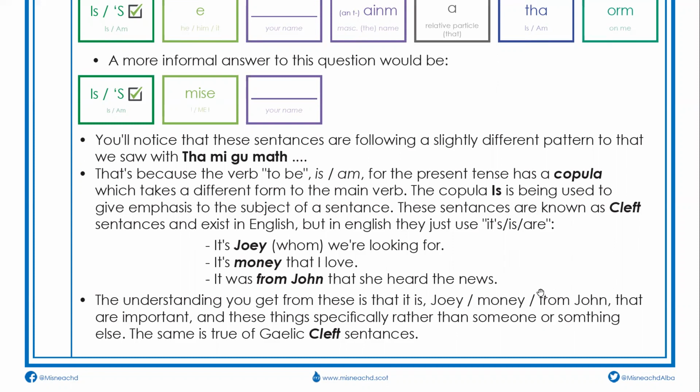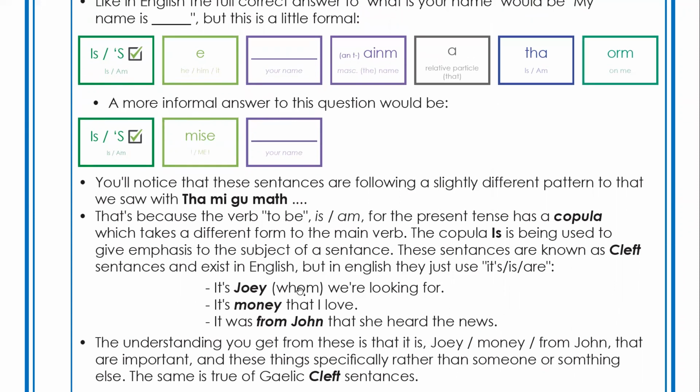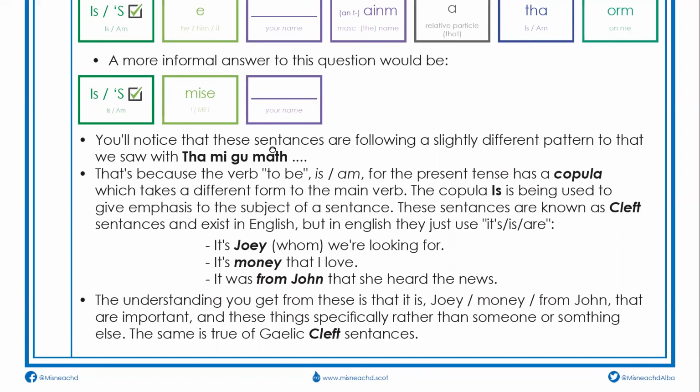So this is what's happening in English, and it's exactly the same thing in Gaelic. In English, it's more optional than it is in Gaelic. There are certain situations where you have to do this. And obviously with Gaelic, the form of it's, it was, or it is changes to a copula, as opposed to English, where it just stays the same form that it would be in the other types of sentence. But it is useful to understand that this concept exists. It's not a new concept that exists for Gaelic.